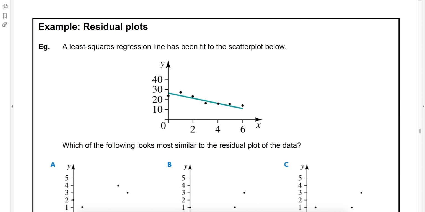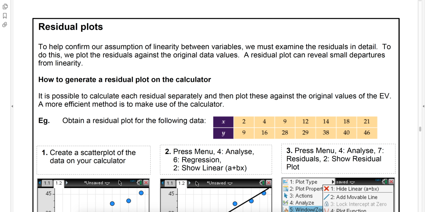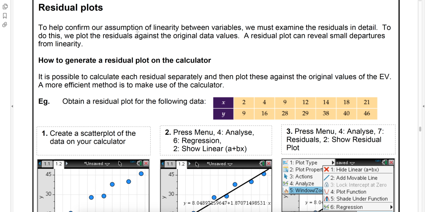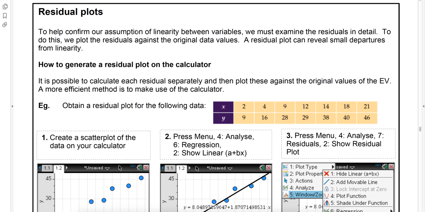Okay, so going back to the beginning, looking at residual plots. In our last video, I mentioned that residuals are the actual value minus the predicted value, and we calculated some of those individually. What you can do with your calculator, which is really handy and actually essential, is obtain a plot that graphs along the EV axis all of the residual values. So I wanted to show you first how we do that.